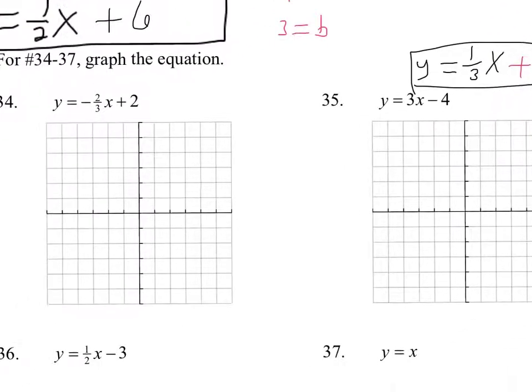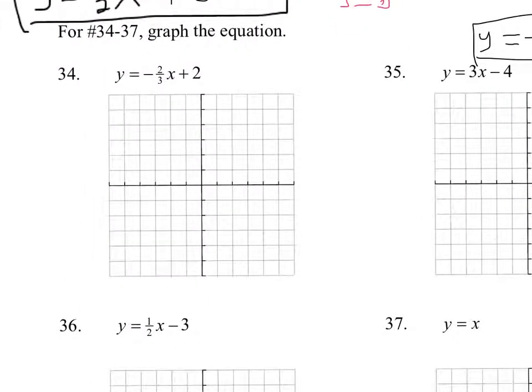Alright, let's do some graphing. So in these next few problems we're going to graph a line. And you've got to remember that the number right next to the x is your slope. This number, 2, over here, is the y-intercept. It's your starting point.